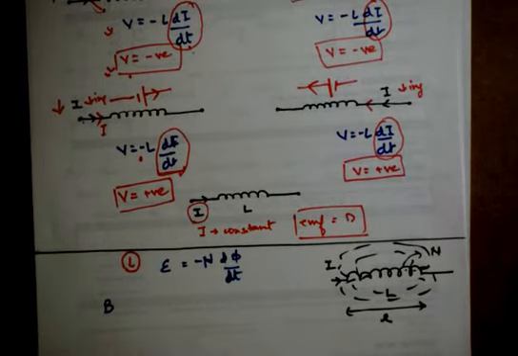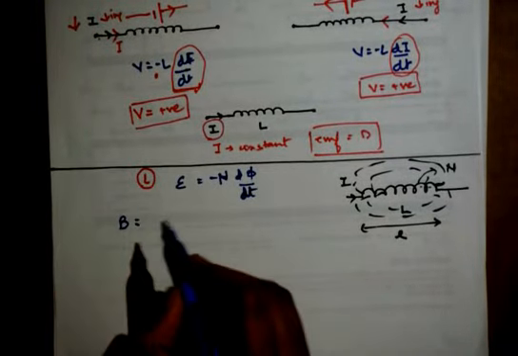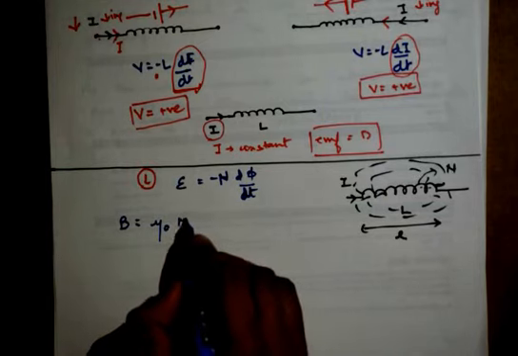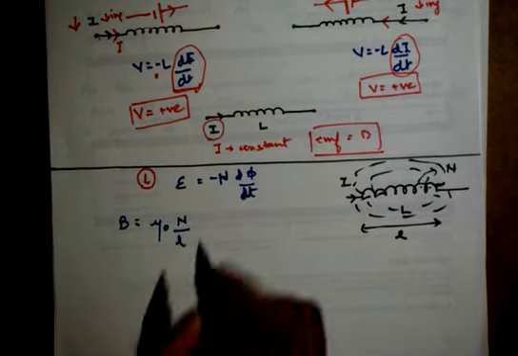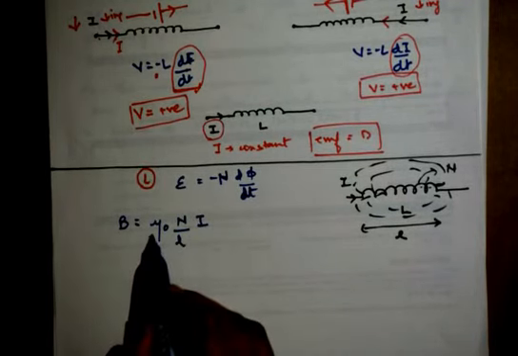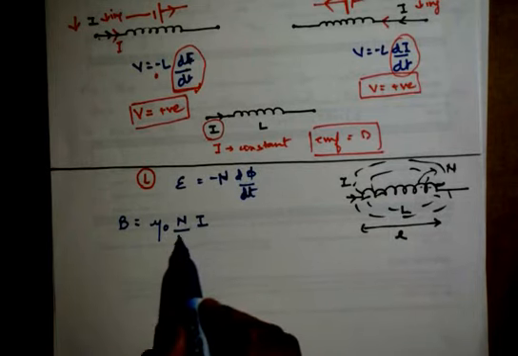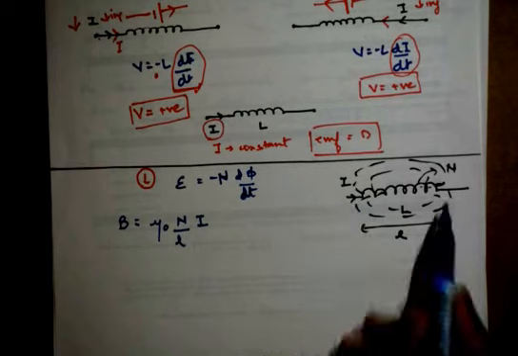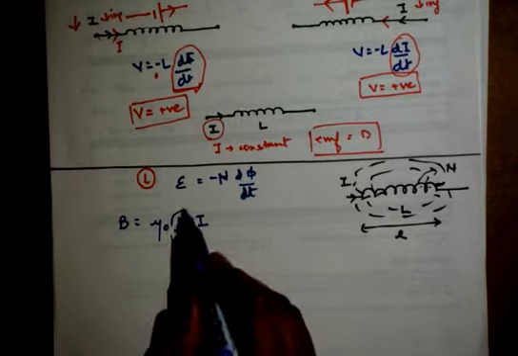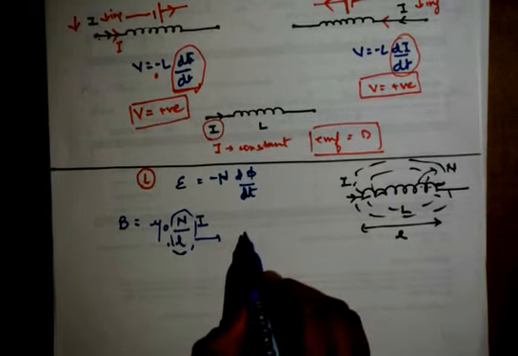B, the magnetic field, is equal to mu naught N over L into I, where mu naught represents the permeability of the medium. Alright, N is the number of turns, L is the length of the coil, and I is the current which is flowing through this solenoid. This N by L represents the number of turns per unit length.